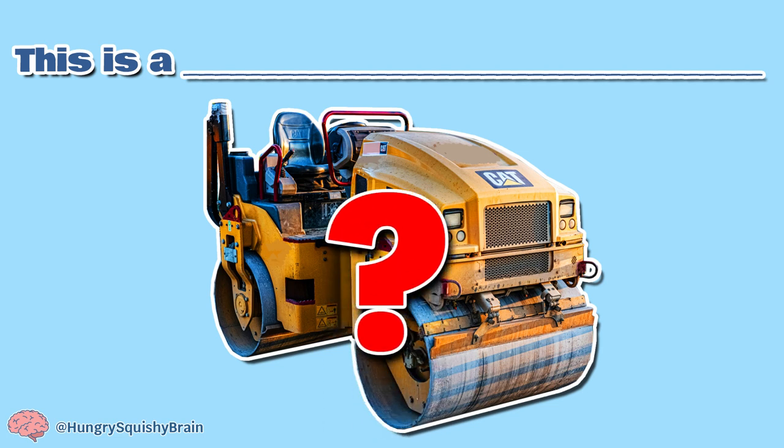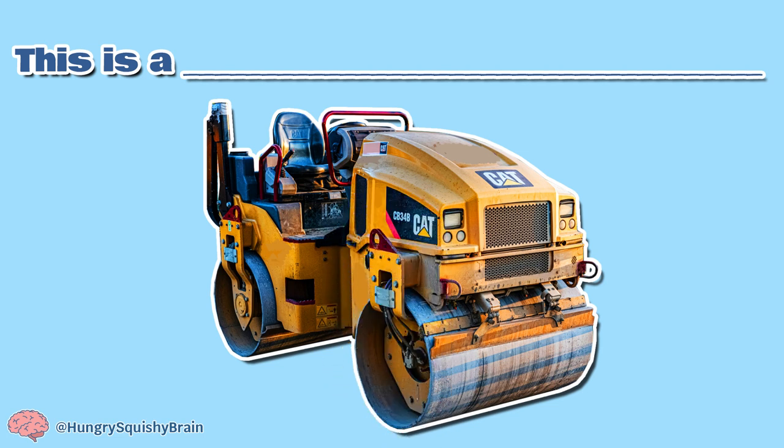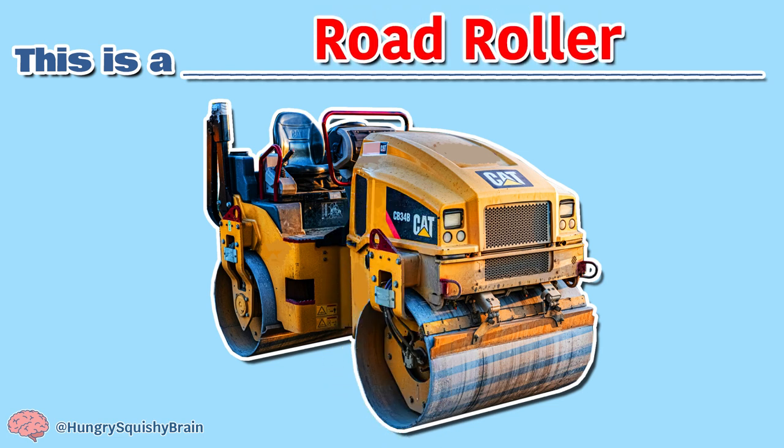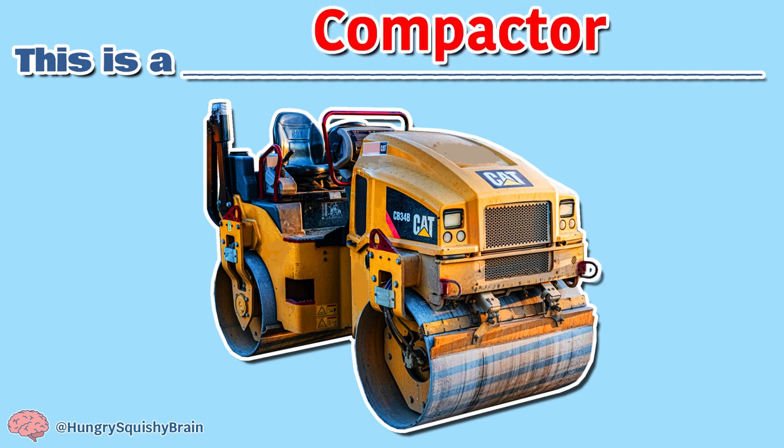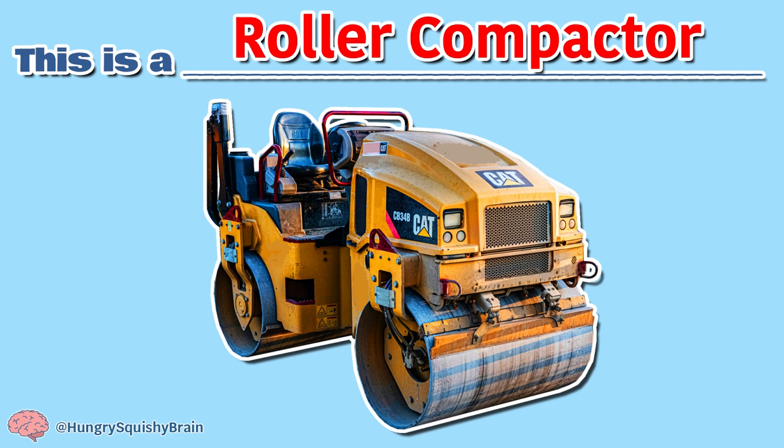What is this? This is a road roller, or you can just call it a roller. You can also refer to this as a compactor or even call it a roller compactor. It is used to roll over dirt or asphalt to compact the surface to flatten and strengthen the surface.